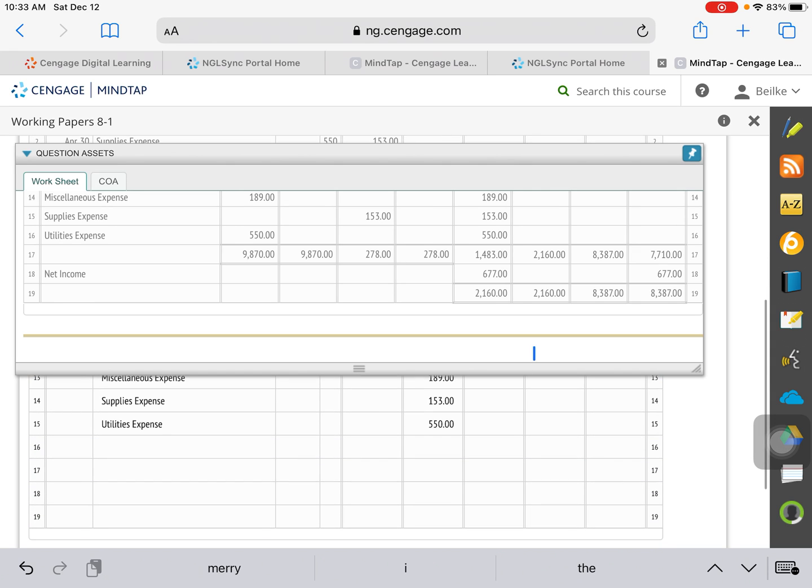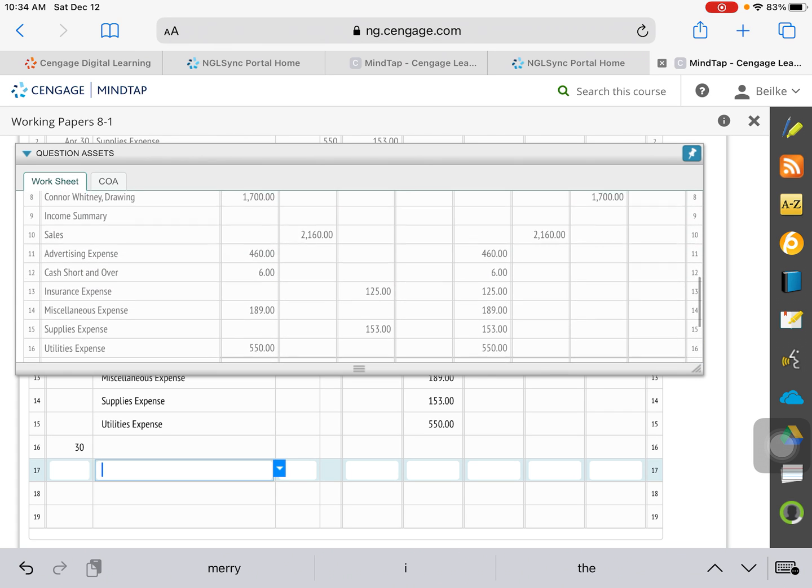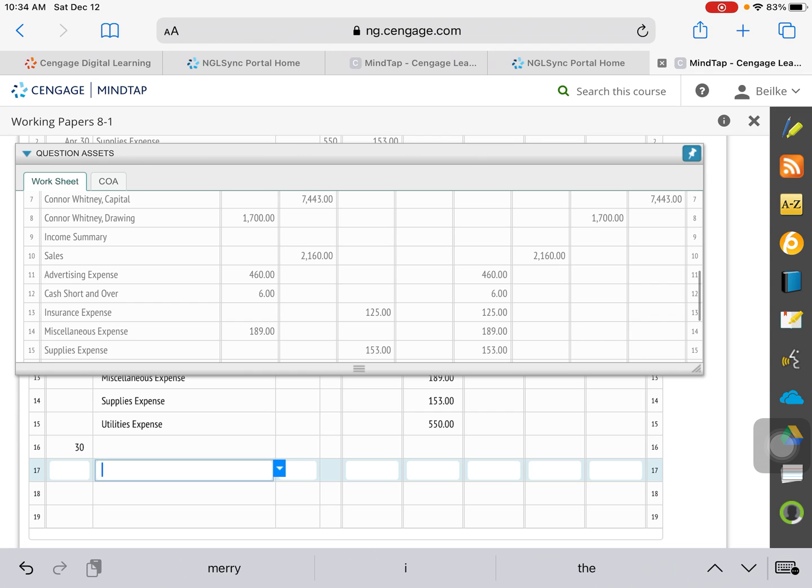Our third closing entry then, it says an entry to record net income or net loss and to close the income summary. So we're going to transfer the net income, which we have right here. We have a net income this month, and we're going to transfer it into our capital account. So the date is the 30th. Since we have a net income, our capital is going to increase. And I'm just going to go to the second line. Our capital account is going to increase because, to increase capital, you have to credit it.